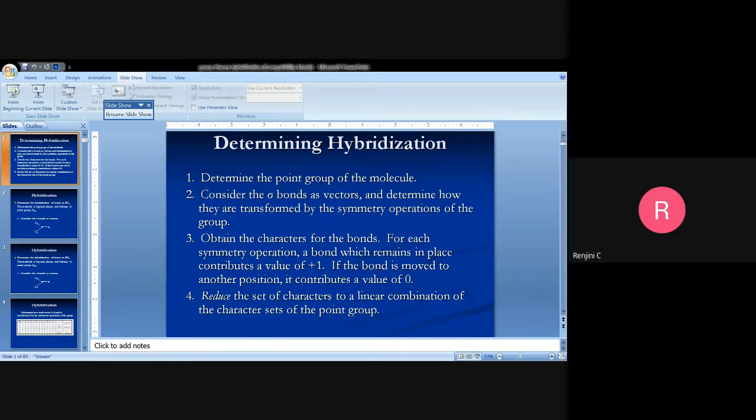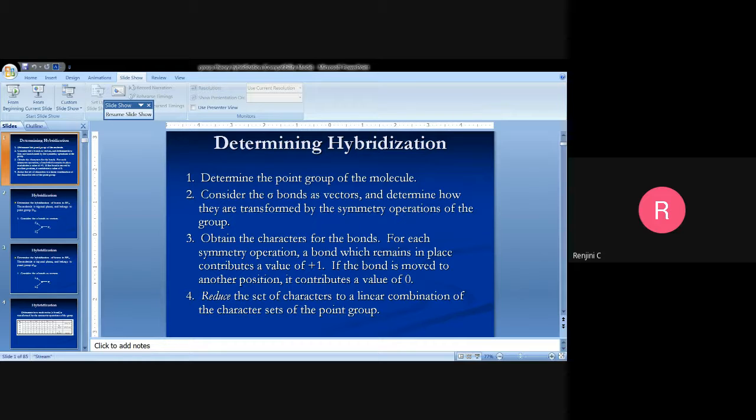Okay. Next, we have to find out the number of unshifted bond vectors. For determining hybridization, we have to find out the number of unshifted bond vectors, or it will give the characters for the reducible representation. So we have to consider the three bond vectors, and here we have a schematic representation of the BF3 molecule. And now we can find out what will be the reducible representation for the BF3 molecule. For that, we have to consider each and every symmetry operation.